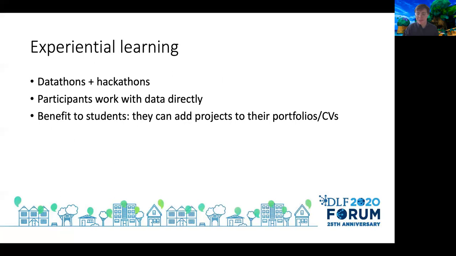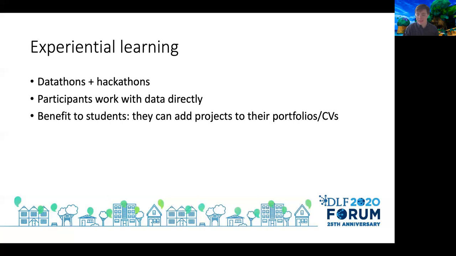Finally, there's experiential learning, which includes things like datathons and hackathons. At my library, for example, we host an Open Data Day hackathon where students create apps that are supposed to be used for the public good using open data. During last year's hackathon, we actually had a lot of people who made COVID tracking apps, basically apps that were created using public data that are not intended to be monetized, but just are intended to be a good social service.